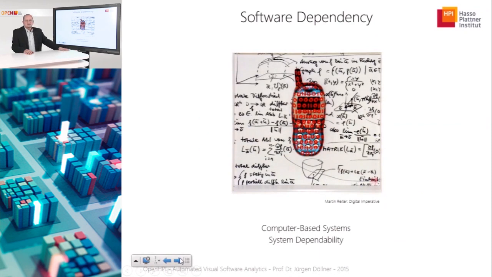Software dependency refers to the fact that our society, our private life, our economy depends to a more and more increasing degree on the availability of software systems. First, we will look into what computer-based systems are, what we understand by this term, and then we will ask what about the system dependability.